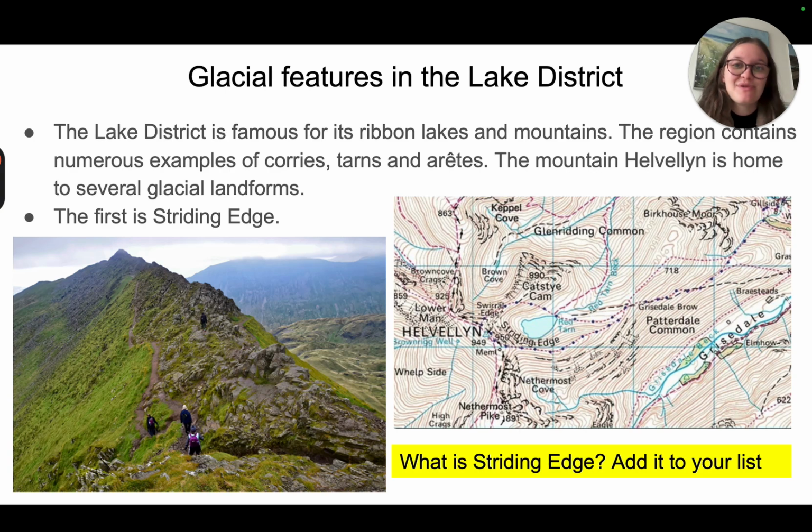There are plenty more glacial features in the Lake District too. The Lake District is famous for its ribbon lakes and mountains. The region contains numerous examples of corries, tarns and arêtes. The mountain Helvellyn is home to several glacial landforms, the first of which is Striding Edge. So looking at this picture and this map in front of you, this is where Striding Edge is. Can you identify what landform this is for me please?